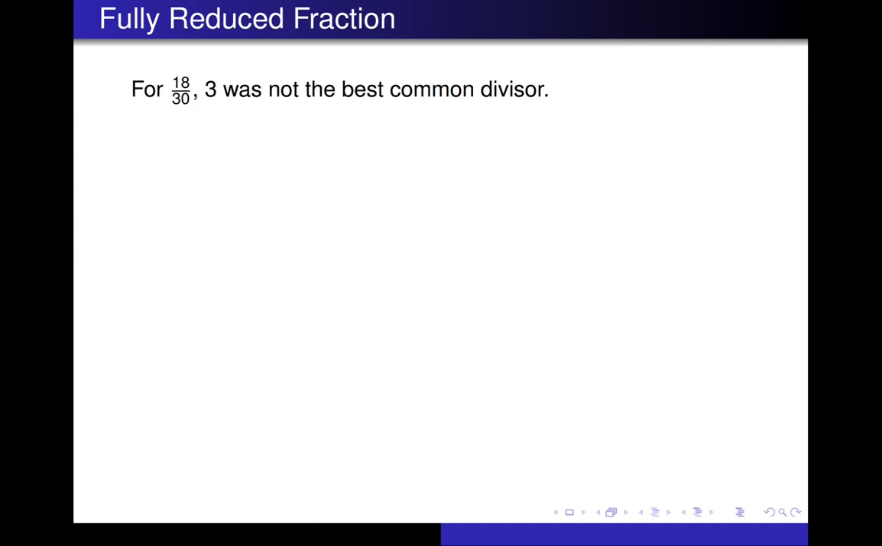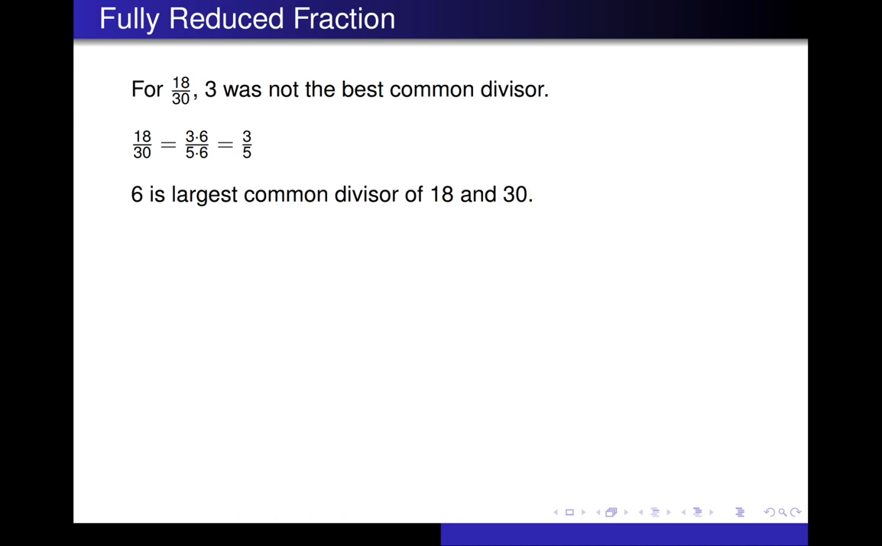All right, so of course, for 18 over 30, it turned out that 3 wasn't the best common divisor. And best is an opinion, right? But I mean the best for getting a completely reduced fraction. The best one we could have done was 6. So if we took 18 over 30 and instead wrote it as 3 times 6 for 18 and 5 times 6 for 30, then we can cancel the 6 and get a completely reduced fraction. So what was so special about 6? Well, 6 happened to be the largest of all the common divisors of 18 and 30, and that is going to be important to us too.